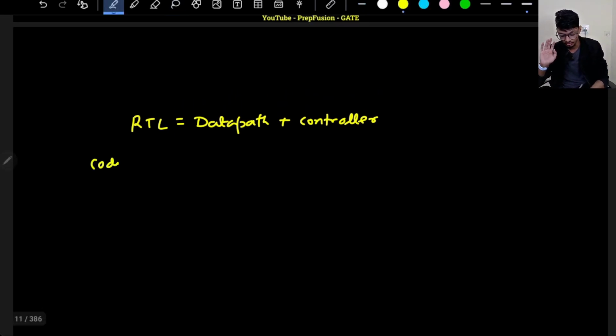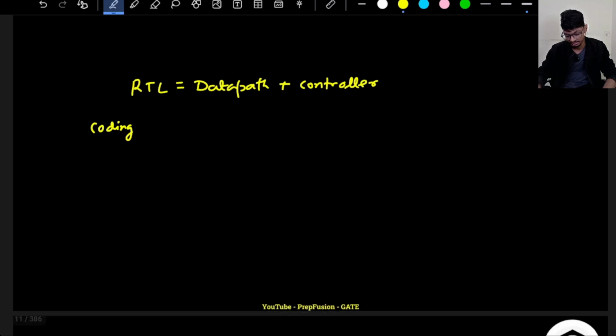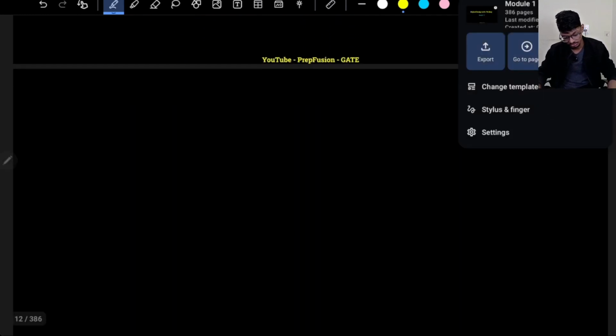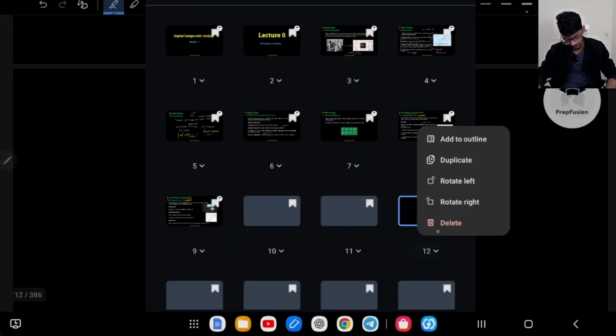Just wanted to give you an overview that RTL coding involves combinational blocks, sequential blocks, and FSM. Only these three types of blocks we have. Except this, right, we don't have anything else, okay. So this is actually not that important. This page I can remove.